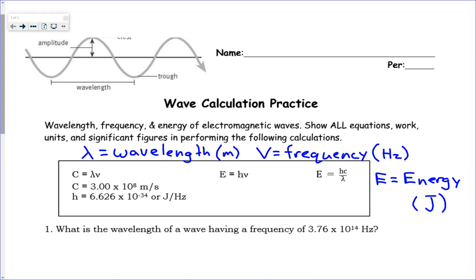The only other two things that you'll see in these equations are C, which is the speed of light, 3.00 times 10 to the 8th, or 300 million meters per second. And H, which is Planck's constant, that's 6.626 times 10 to the negative 34th joules per hertz.